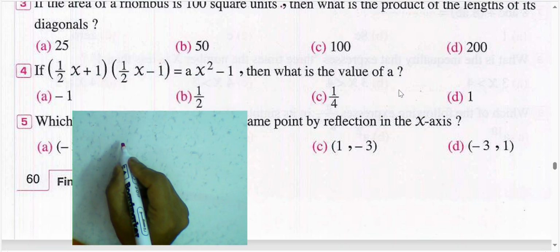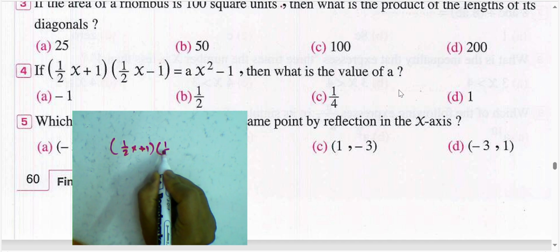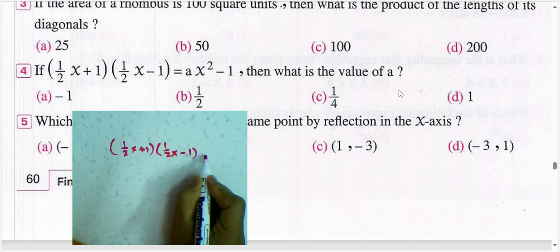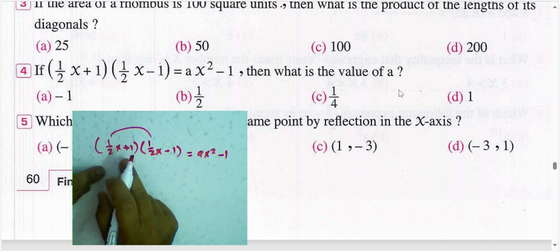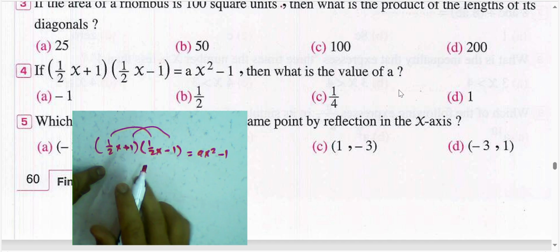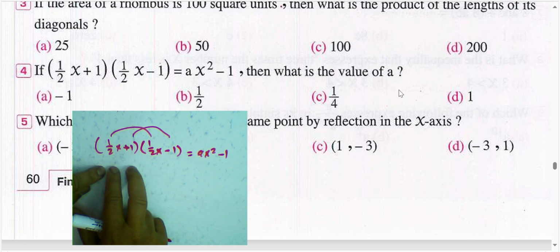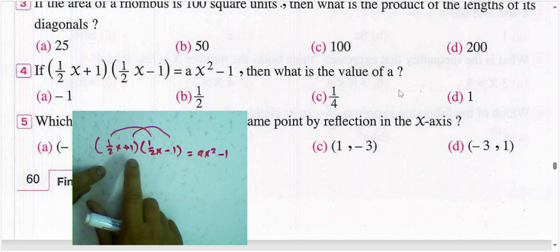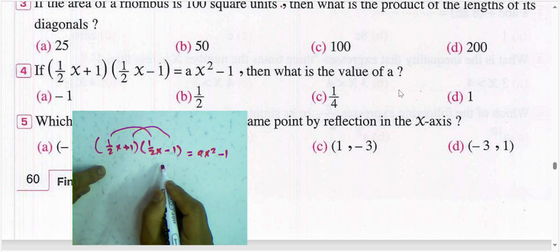The product between two expressions, 2x plus 1 and its conjugate, 2x subtract 1, is equivalent to ax power 2 minus 1. Here we can find the product of first by first and second by second, because here we have two expressions, two terms and two terms. First like first, and second like second. We call them like terms. We call it conjugate expressions.